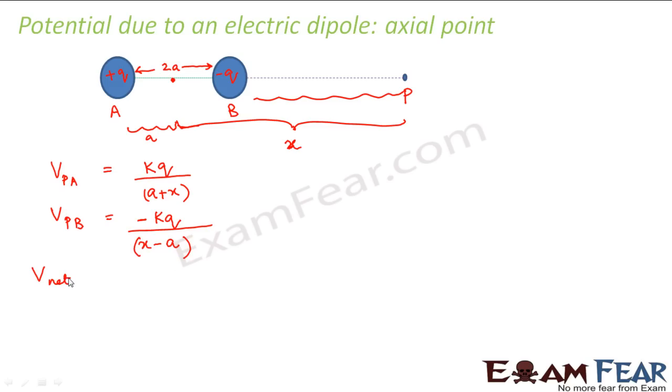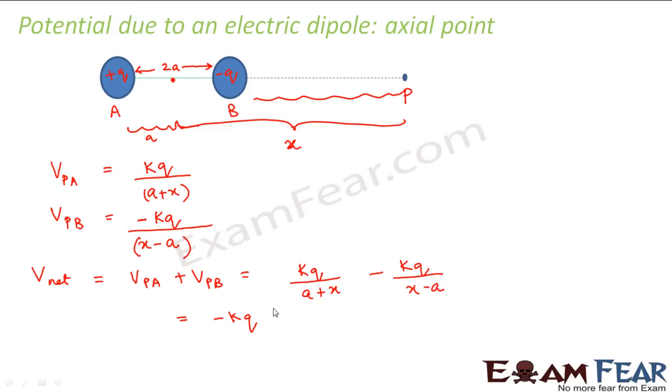So what would be the net potential? I told you before also, net potential is always the sum of the potentials. It doesn't matter which, because potential has no direction, right? So earlier, when you talked about the electric field, you had to add or subtract or find the components, because it has direction involved with itself. But in this case there is no direction, so whatever contribution you have from each of the charges, just add them up. So this becomes KQ divided by a plus x minus KQ divided by x minus a.